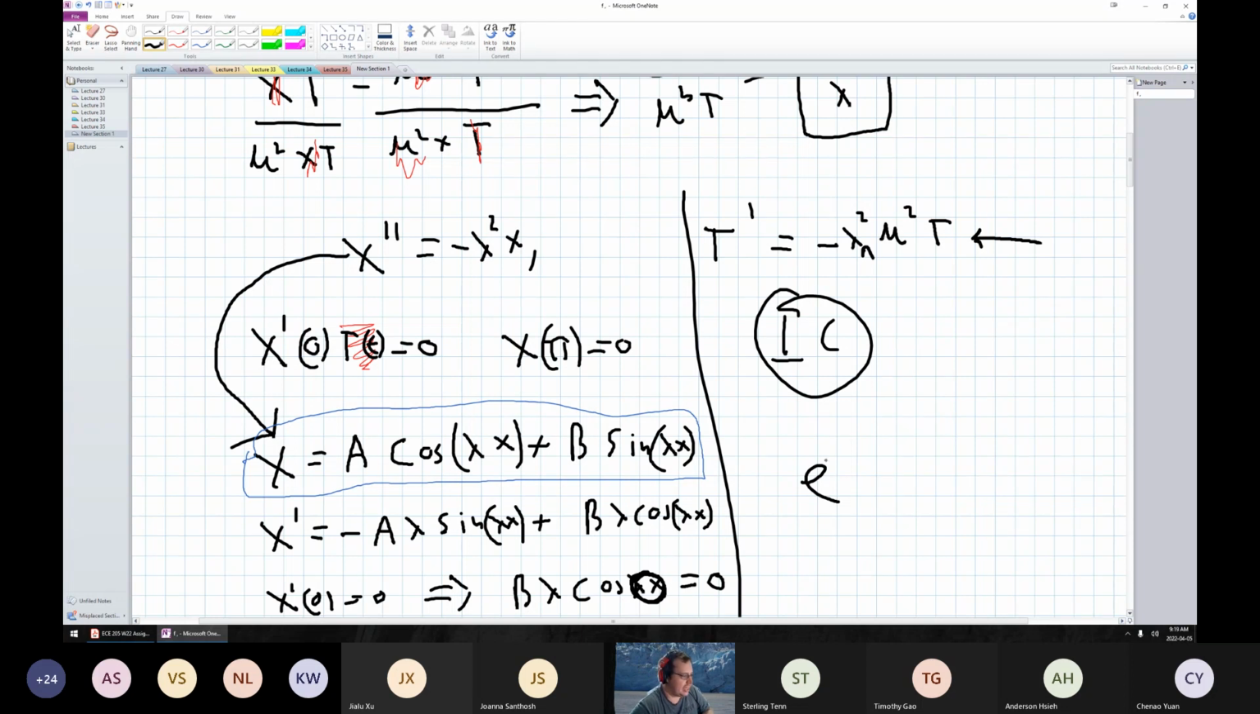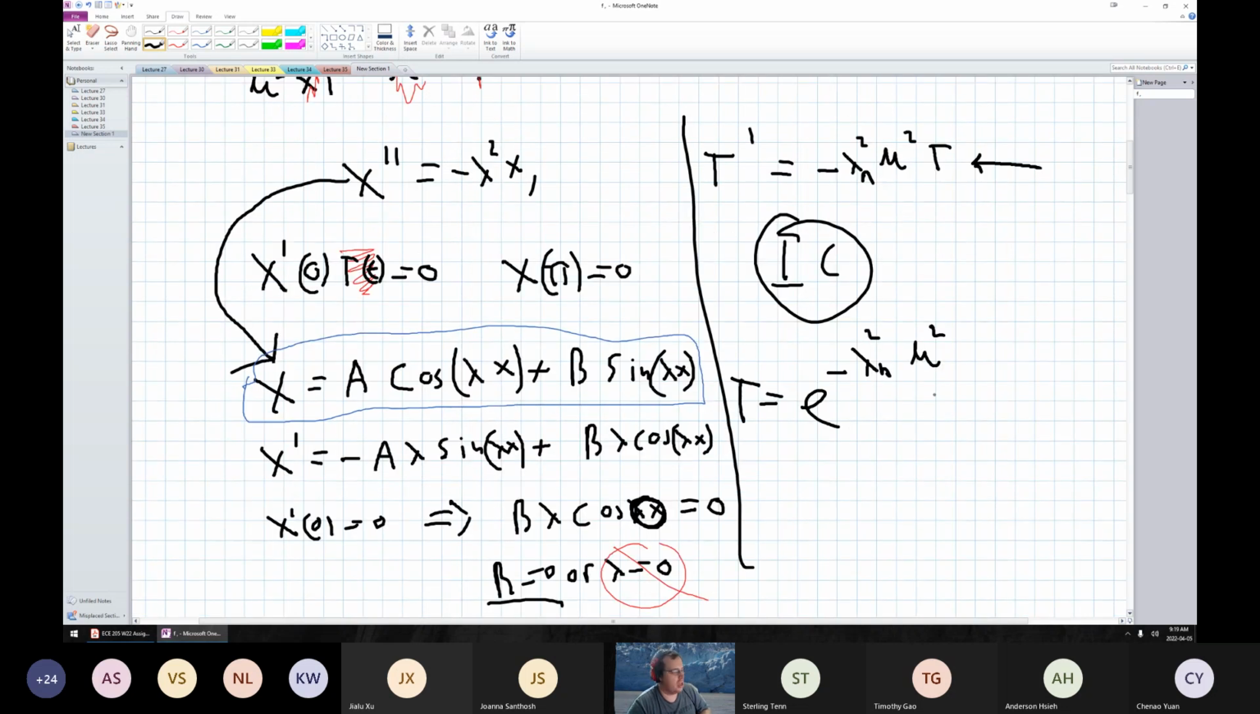But here, I would get e to the minus lambda n squared mu squared, with a constant, but I don't care about the constant at this point because I'm going to introduce my own. Okay, so that's what my t is. Questions there? So this is just basic ODE stuff. You should be able to solve that pretty quickly. But that's what my solution will be here.